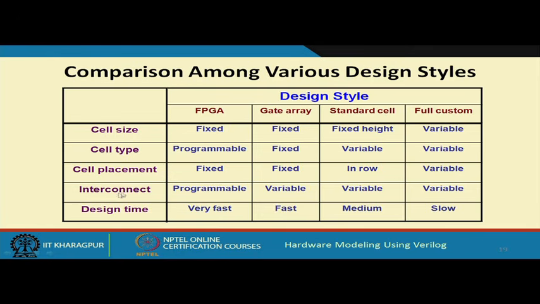Similarly, for the interconnect, for FPGA, again this is programmable, but for the other three styles, interconnect has to be done based on the user requirement, they are variable. Design time, FPGA is very fast, full custom is the slowest, gate array is here, standard cell is here. Gate array will of course be faster than standard cell. So, this is how the whole thing works.